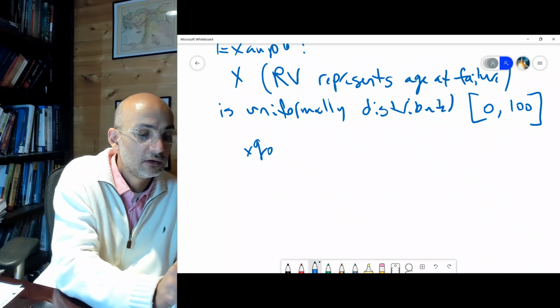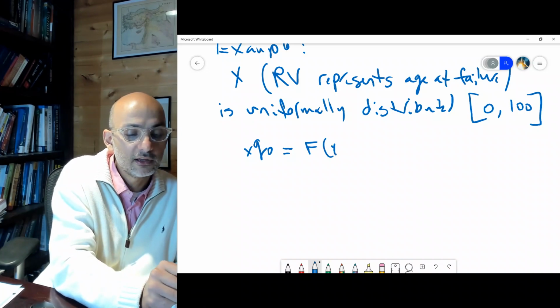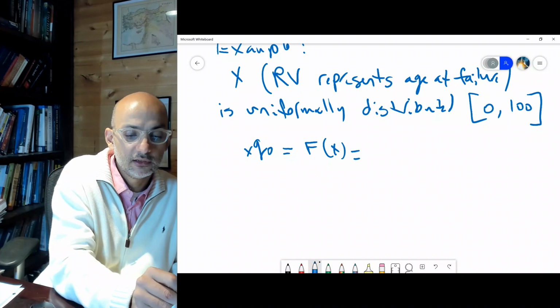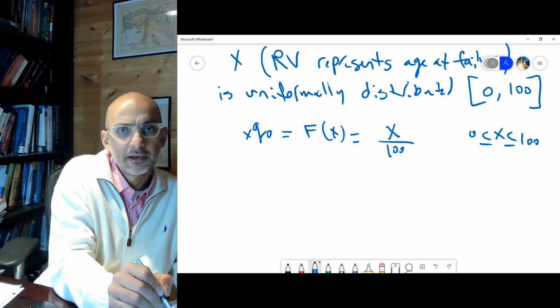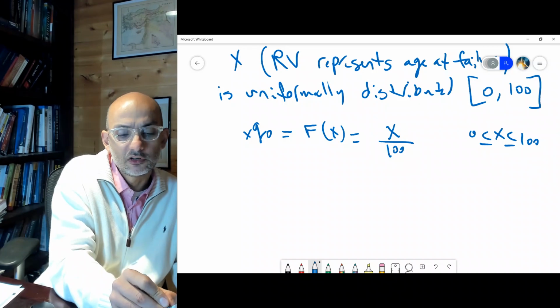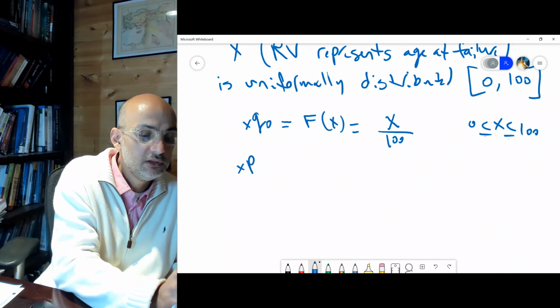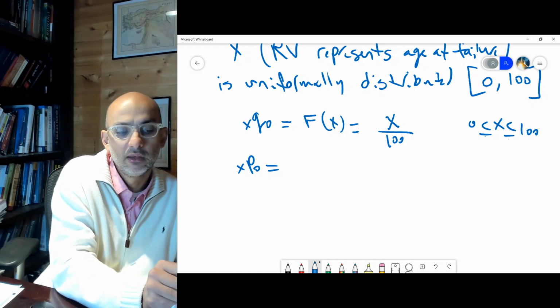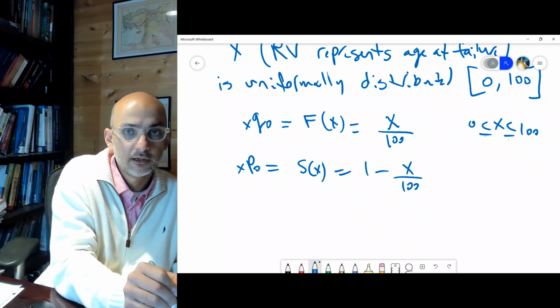So if we want to do xq0, because it's uniformly distributed, this is F of x, which we already did. For uniform distribution it is x over 100, for x between 0 and 100. We are now dealing with a continuous distribution, so equality or no equality doesn't matter. And if you want xp0 for the same life, uniform distribution, this is represented by s of x, which is the opposite of this one, 1 minus x over 100, right?